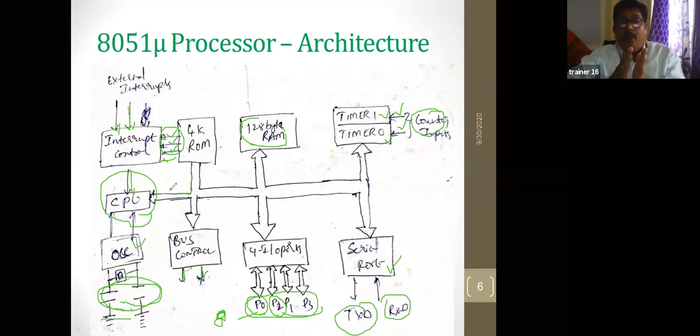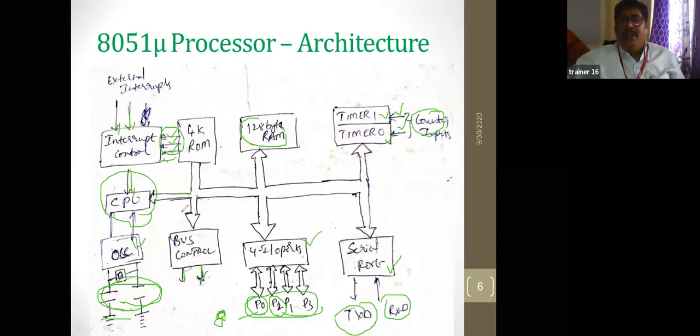For the oscillatory clock circuit and interrupt control, what is interrupt control? What is internal interrupt? What is external? What is a ROM? What is a RAM? And what is bus control? What are these 4 input and output ports? Serial port, timer, counter, all these things we will discuss. The functioning of each and every part we will discuss one by one. Again, all of you see clearly here.